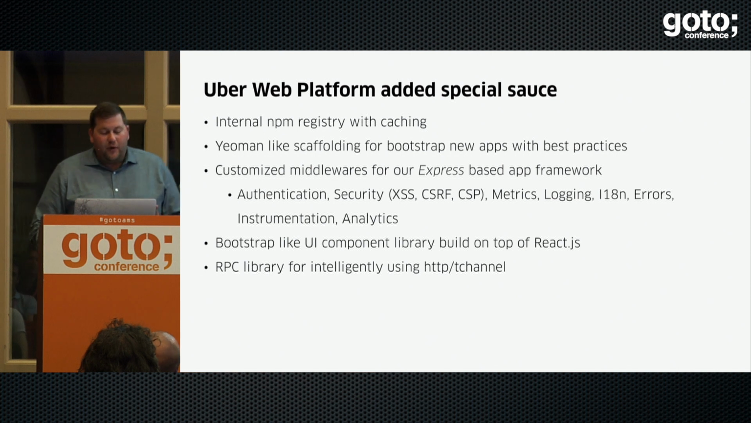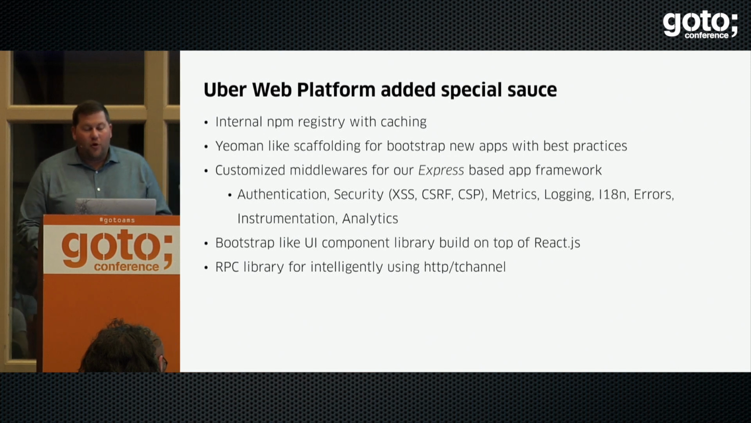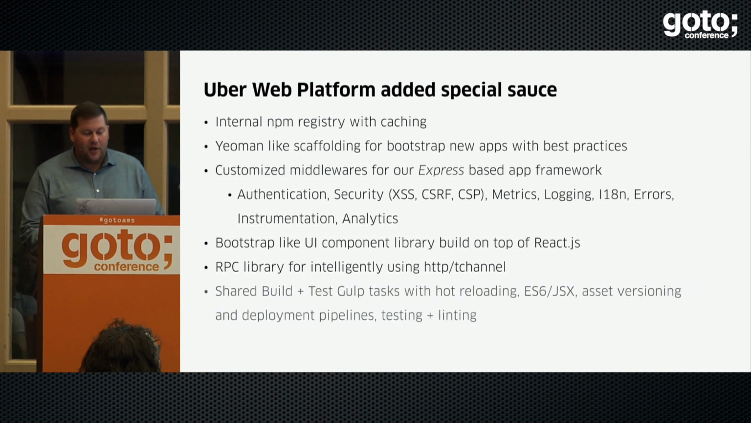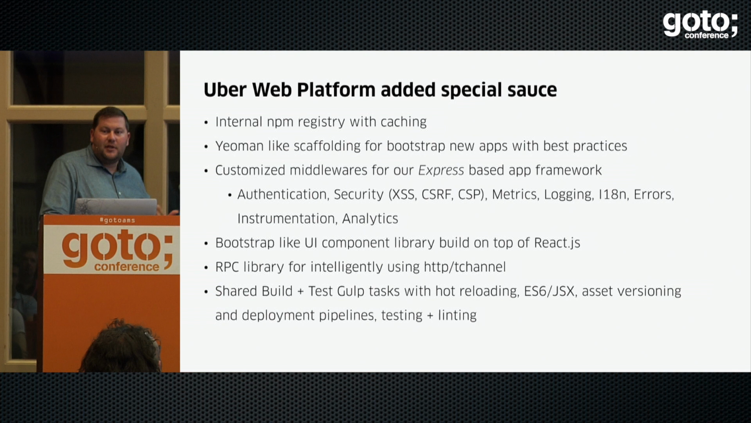And then again, we don't use HTTP for everything, so we have our own RPC library on the client side that allows us to intelligently use HTTP or T-channel or whatever way your service is actually communicating. And then finally, shared build tooling powered by Gulp that allows us to have hot reloading, use the latest versions of JavaScript, and then make it easy to deploy assets and deploy our applications. And do it in a consistent way with standardized testing and standardized code styles through Lint.